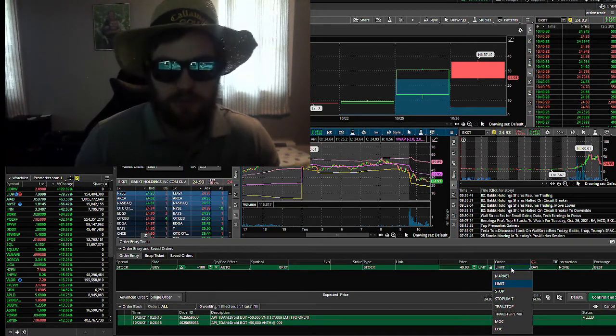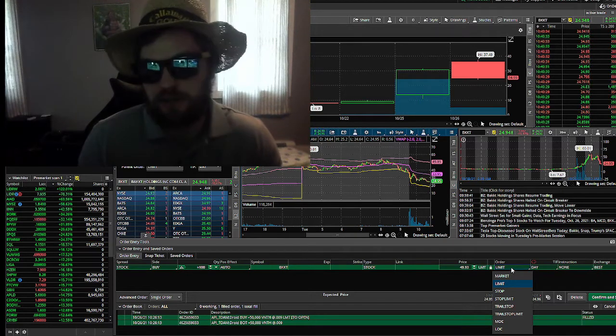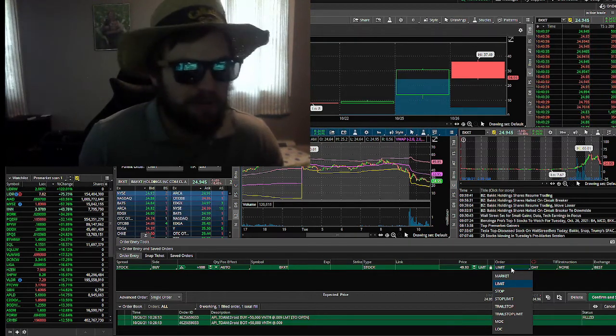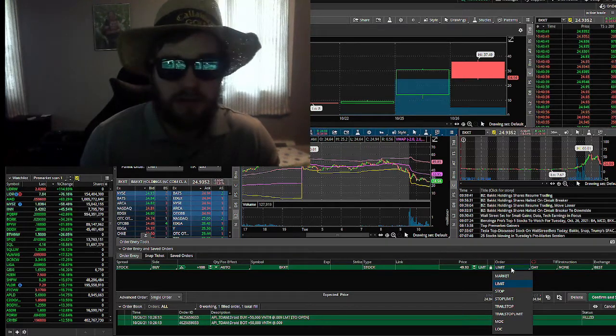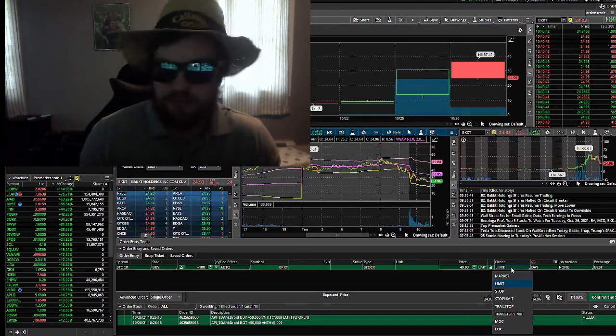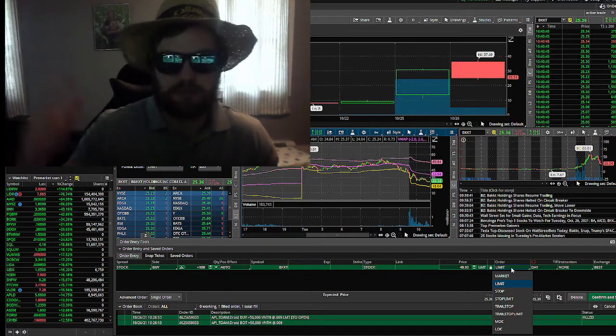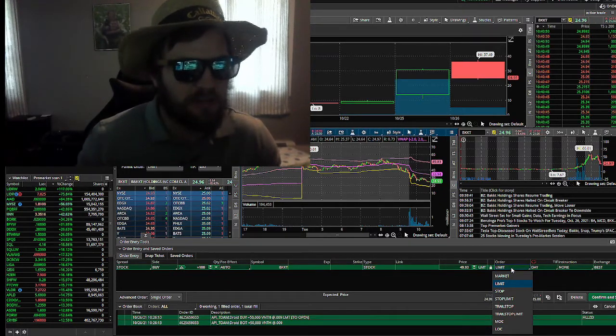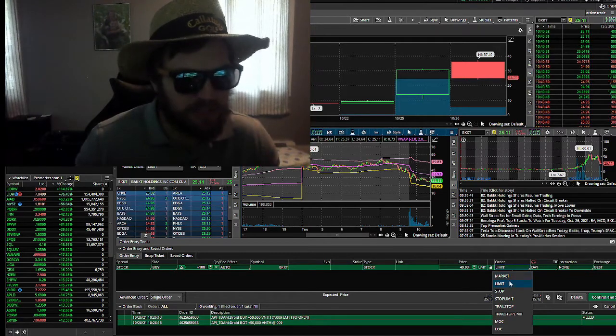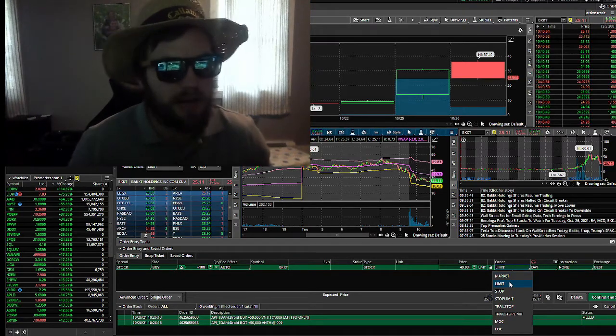Limit orders will only fill if the shares are available that you're asking for at that price. So that's the safest way to buy. Sometimes you might not get filled all the way, but it's better to not get filled all the way than have a stock go completely against you and get filled at a much, much higher price. So that's the difference between market and limit orders.